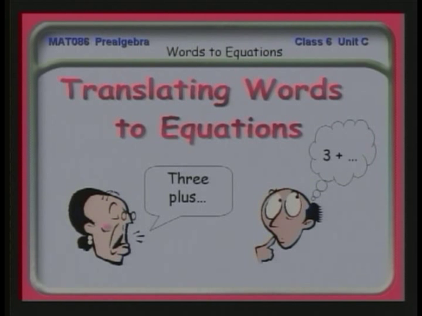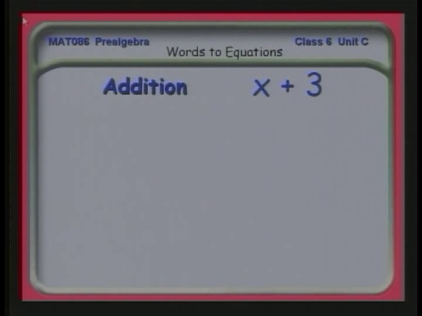What looks like one of my teachers on the left over there goes 3 plus, and of course there's me, possibly without the beard. People haven't seen me without my beard for quite a while, thinking about how to do a translation from English to math, and that's what we're going to look at in this section of Unit C. When you have addition, for example, x plus 3, let's look at the way you can say that in English.